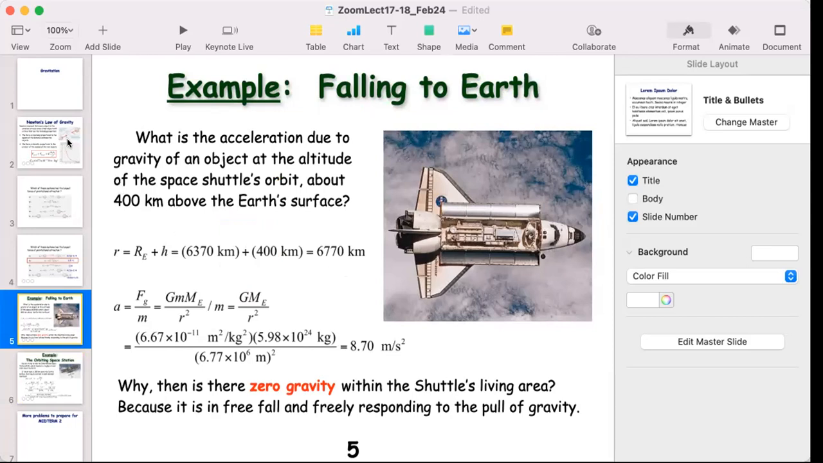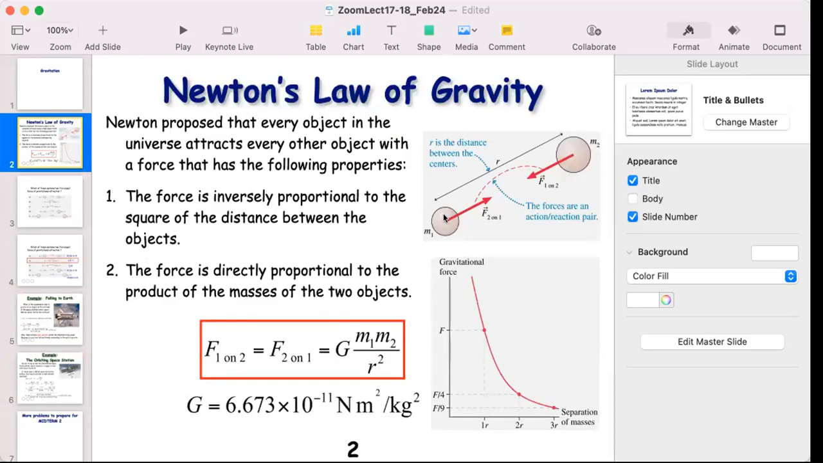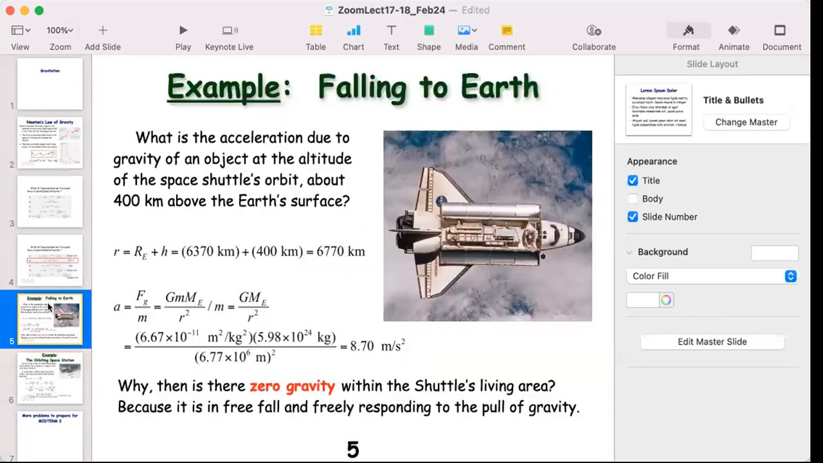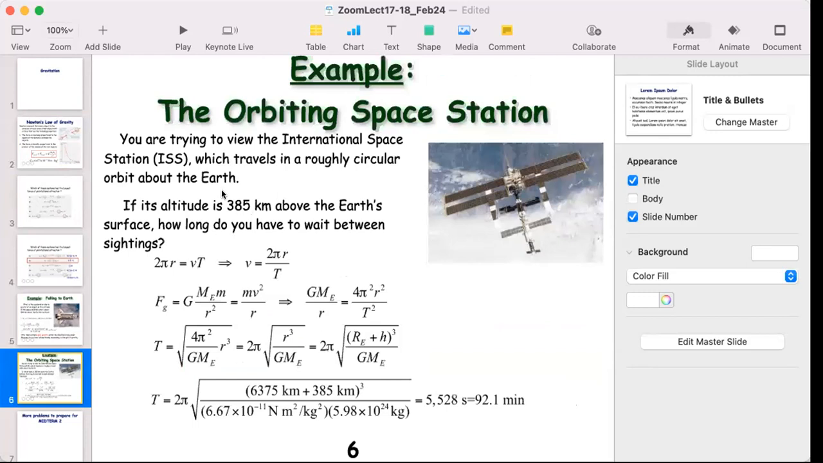Yes, so we said we need to consider all the masses in the center, one dot at the center. And so you need to write down the radius of our planet and the mass of our planet, because that could be useful, right? And so here, every time there is an altitude, you need to consider that plus the radius of our planet. So for example, also in this problem, you are trying to view the International Space Station, which travels in a roughly circular orbit around the Earth.